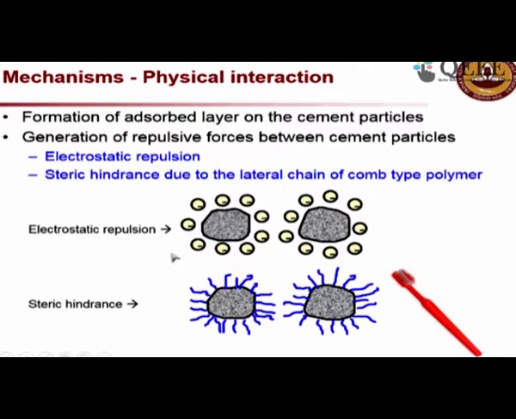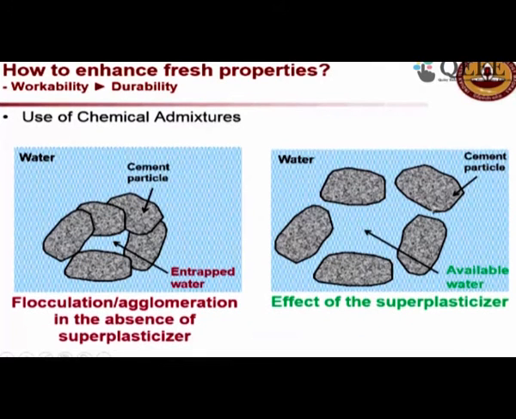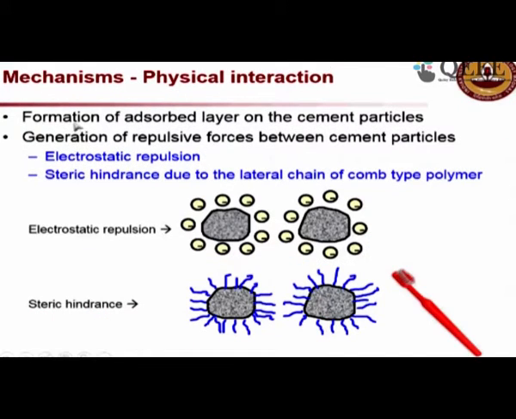Now, this is the mechanism of how we are able to keep these cement particles separated. We will show that in the next slide. Now, formation of adsorbed layer on the cement particles. When we put the superplasticizers, what happens is they actually go and get adsorbed on the surface of the cement particles, and you have a negative charge all around the cement particle. Now, every cement grain will have this negative charge around.